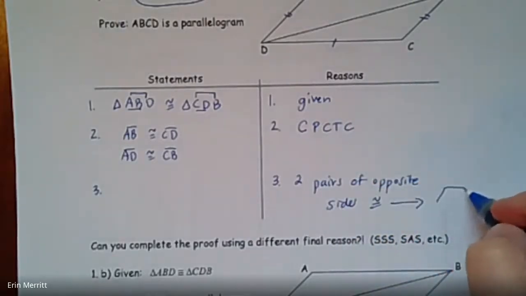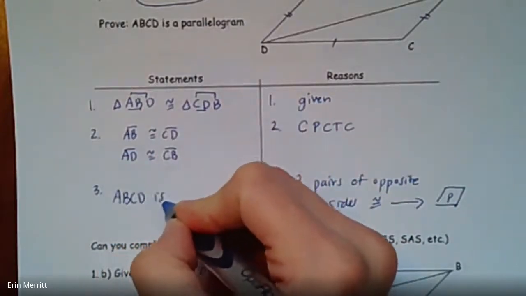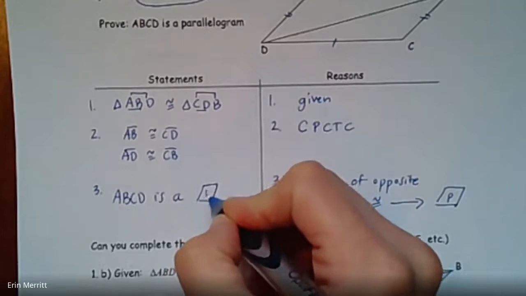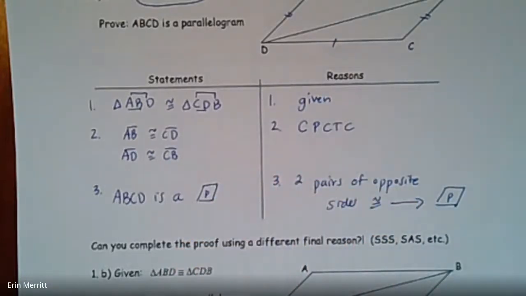You can write out the word parallelogram, or you can draw like a little parallelogram and put a P in there for parallelogram. That's fine. And then our conclusion is that A, B, C, D is a parallelogram because we got two pairs of opposite sides congruent. Done. 3-step proof.